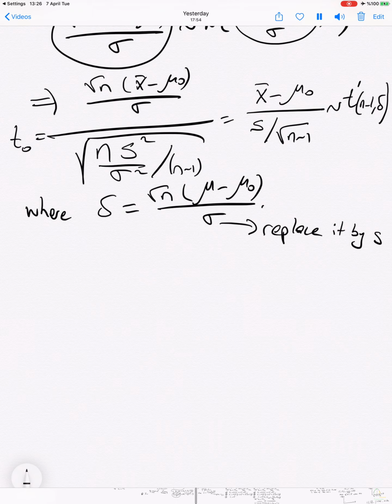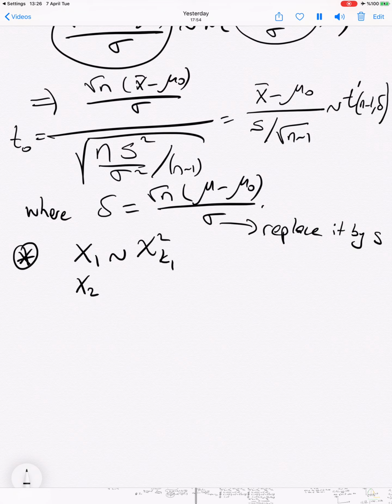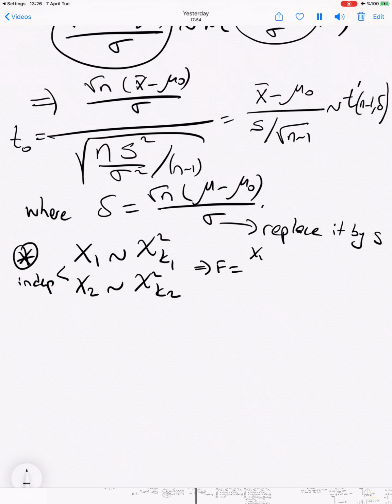Then numerically we can find probability values. Similarly, to get the power function of the previous example, this information is enough, but let's focus on other cases. Let's say we have x1 distributed as chi-square with k1 degrees of freedom, and x2 distributed as chi-square with k2 degrees of freedom, and these two are independent. Then when we consider the ratio of these, we will have an F distribution. You already know that. We already derived it by using transformation, remember.